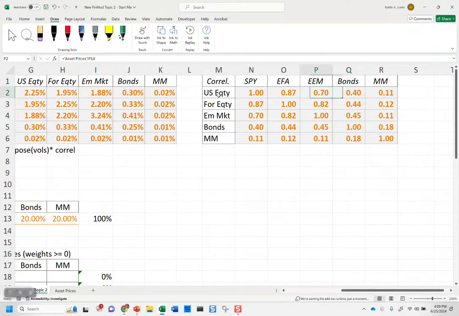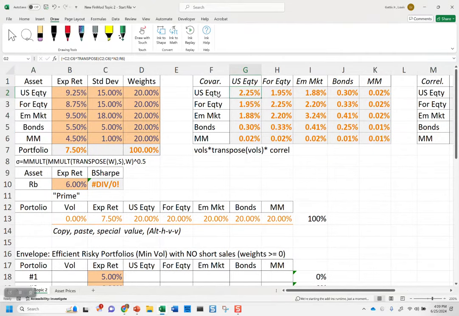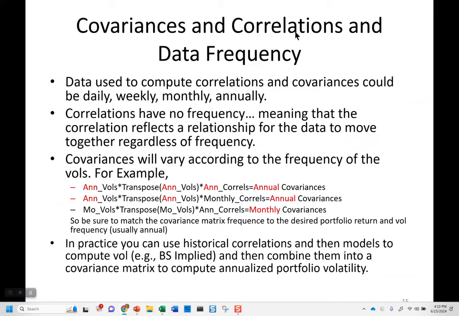Now, correlations, these are based on monthly data, but we wouldn't say it's a monthly correlation. Correlation has no time component. It's just a relationship. When one goes up, does the other one tend to go in the same direction? Yes. Well, that doesn't matter if it's daily, weekly, minute, or annual. So what determines whether that covariance matrix is monthly, annual, or so on is the frequency of the standard deviation. I'm going to define these as annualized volatilities or standard deviations. So this is an annualized covariance matrix, which allows us later to calculate an annualized portfolio standard deviation. Okay.